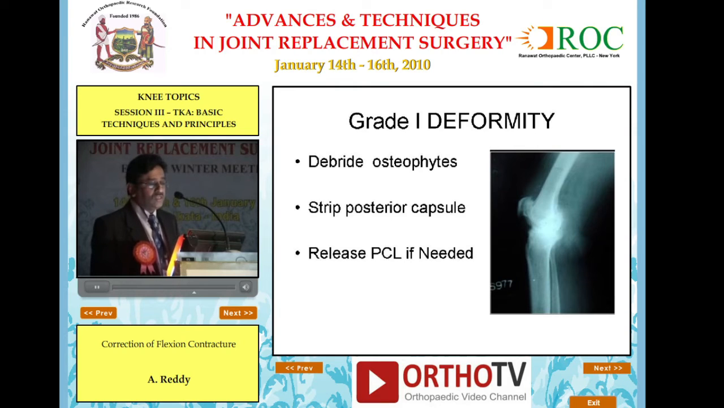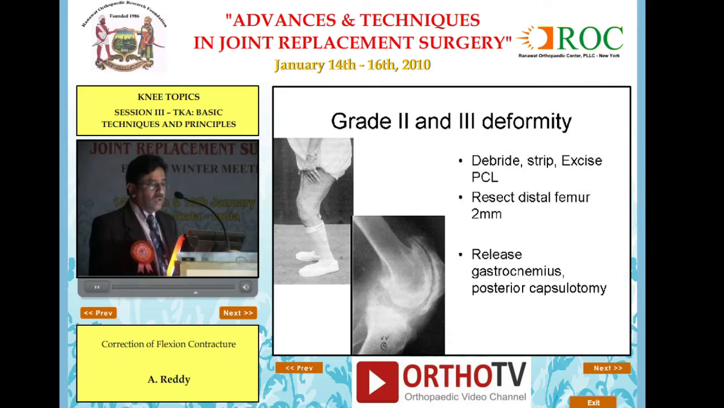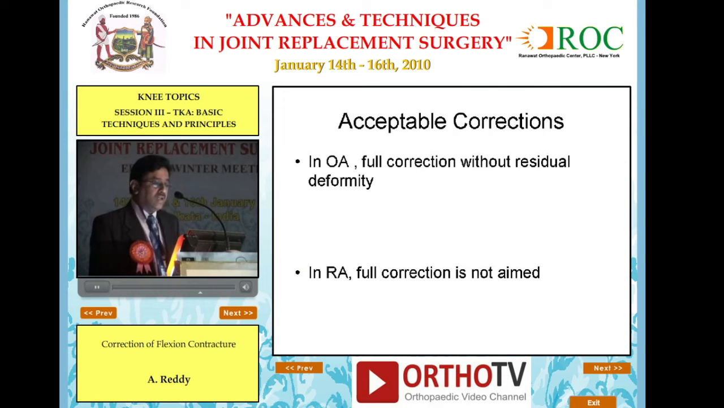So, in synopsis, for grade 1 deformity: simple debridement of osteophytes, strip the posterior capsule, release the PCL if needed. For grade 2 and 3 deformity: debride, strip, excise the PCL, resect the distal femur 2 millimeters plus or minus, release the gastrocnemius, and posterior capsulotomy is almost needed in every case.